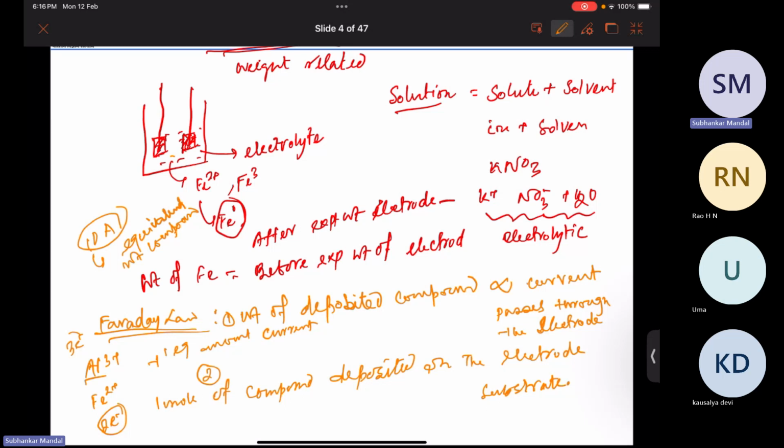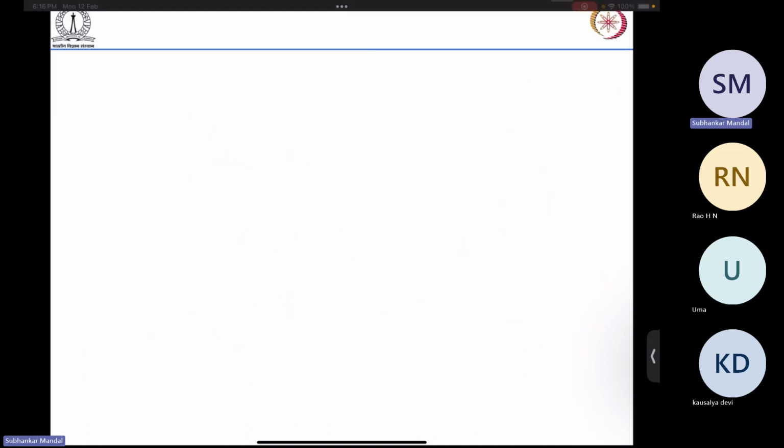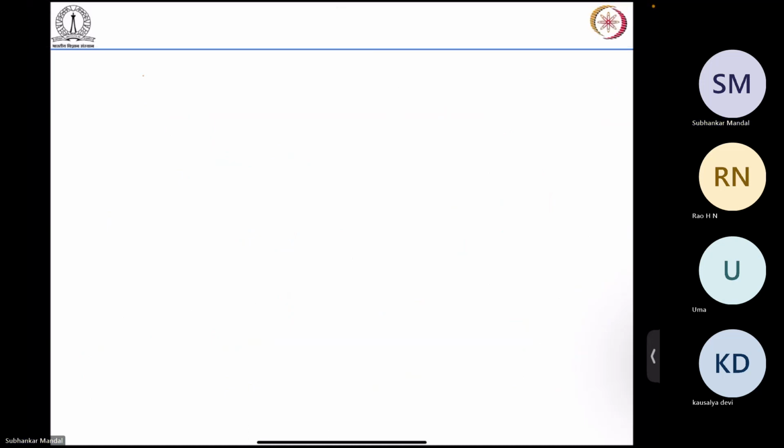Some other terms we have also learned, that is called cell. What is a cell? Basically, a cell is this beaker, where you have electrolyte and electrodes. That is called a cell. And then we have learned two types of cell: one is the voltaic or galvanic cell, and the other one is the electrolytic cell.